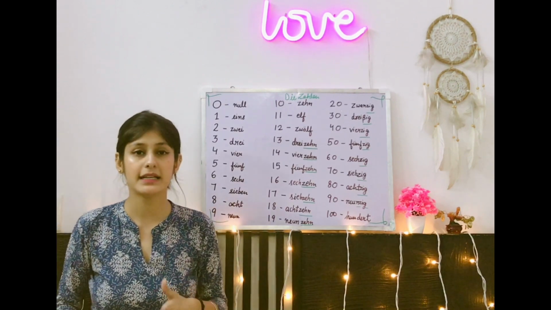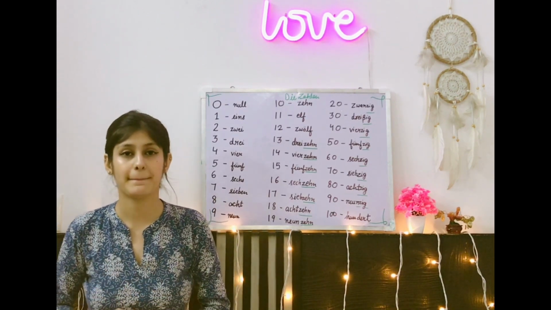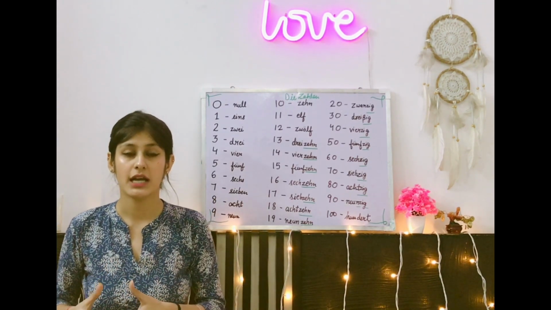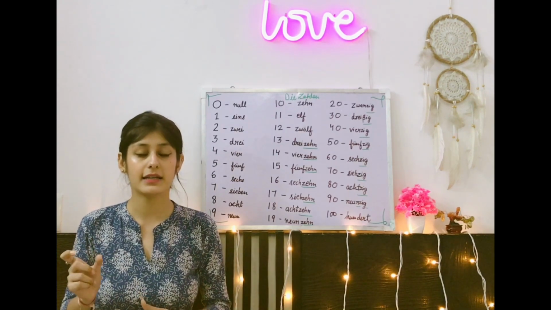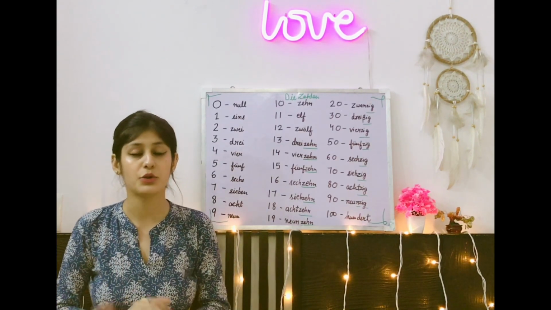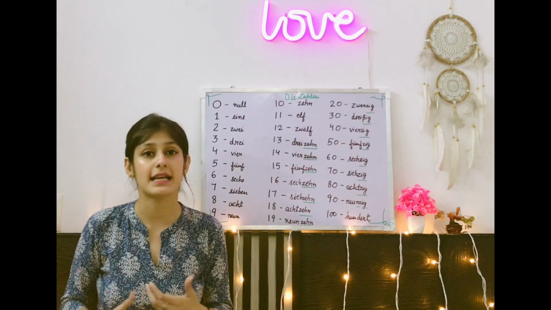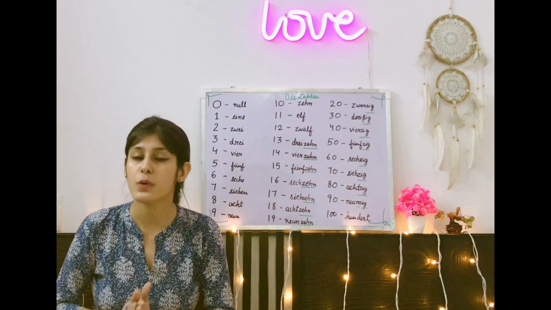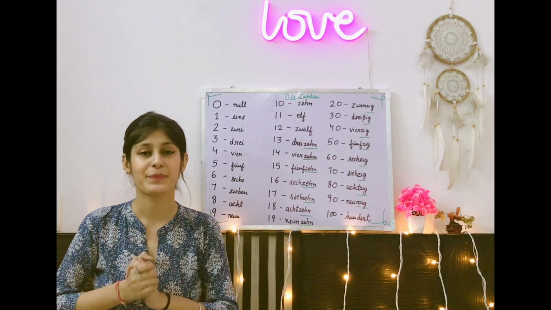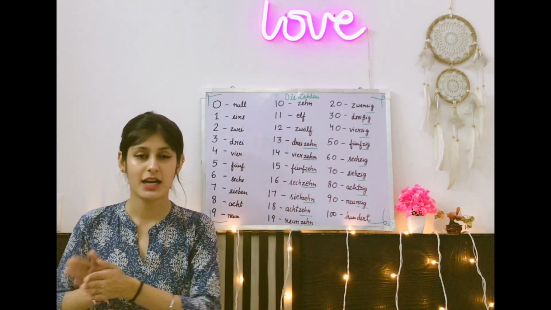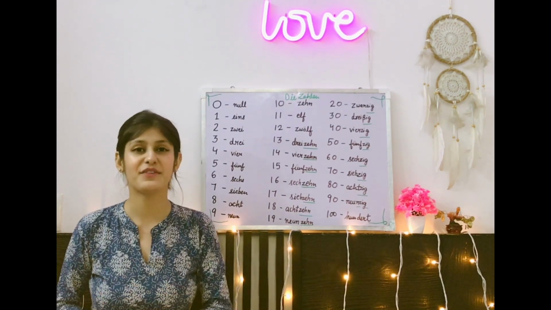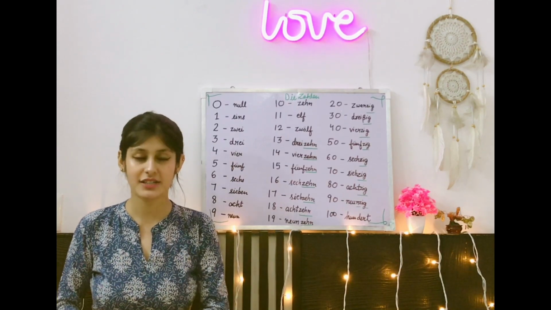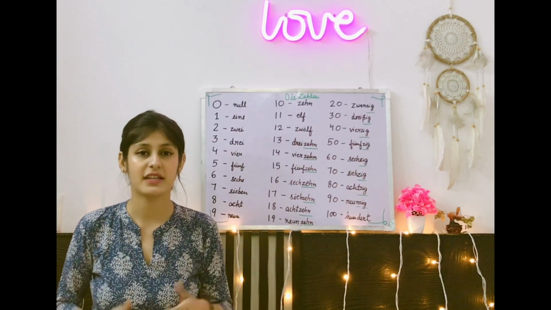Now for 20 it's zwanzig. At the end it is Z-I-G, so you might think that you have to pronounce it as "zig", but it's not the case. You have to say it like zwanzig. Okay, moving further, then we have dreißig, that is 30.